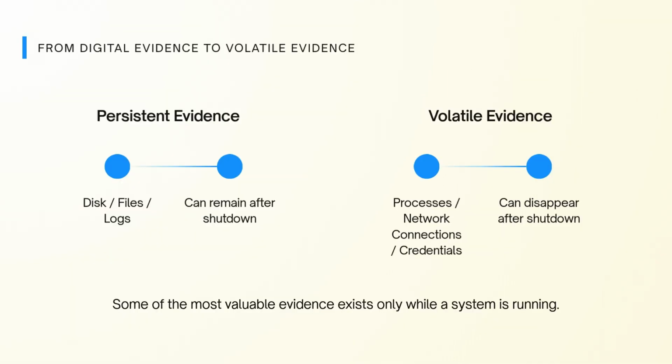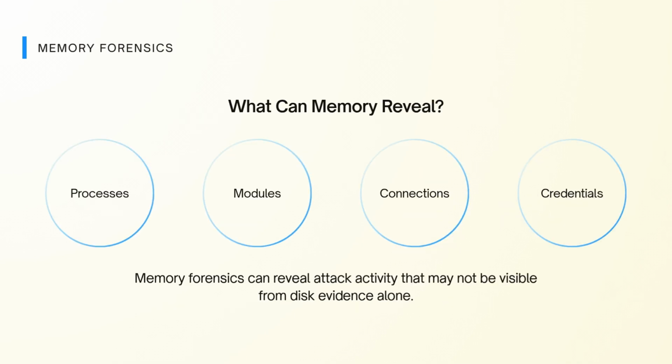Digital evidence falls into two categories. Persistent evidence, like this file and logs, can remain even after a shutdown, but volatile evidence, things like running processes, network connections, and credentials in memory, can vanish the moment the system powers off. That's why some of the most valuable evidence only exists while a system is actually running.